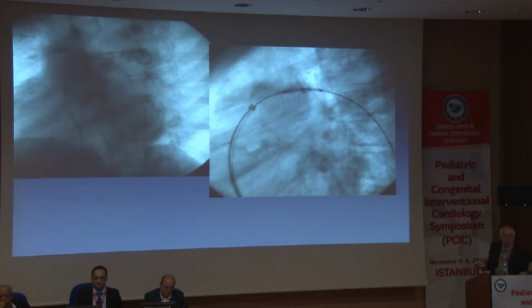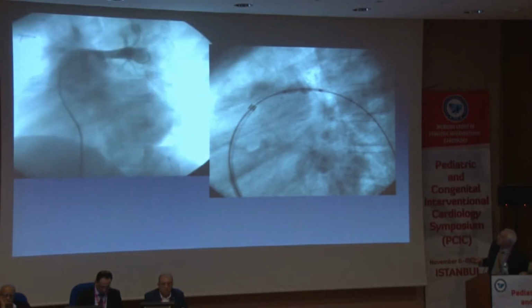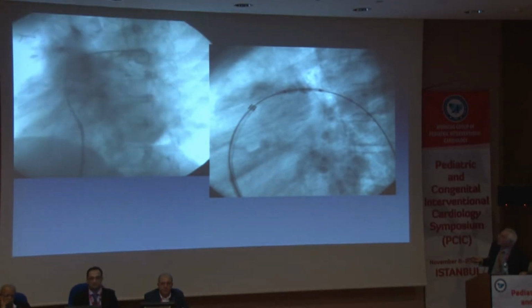However, that doesn't always happen, because with this particular patient, on a subsequent occasion, we did the same thing on the left-hand side, and I'll show you the result of that a little bit later in the talk. Stenting, as Professor Berger mentioned, gives you a controlled and very good result.